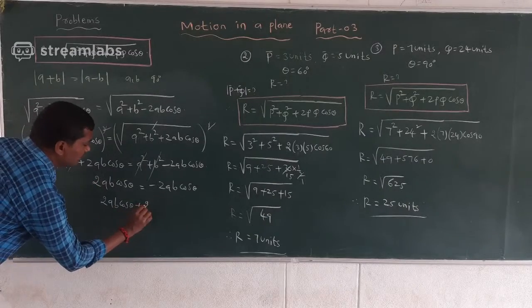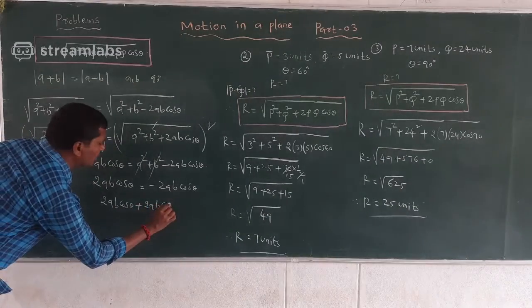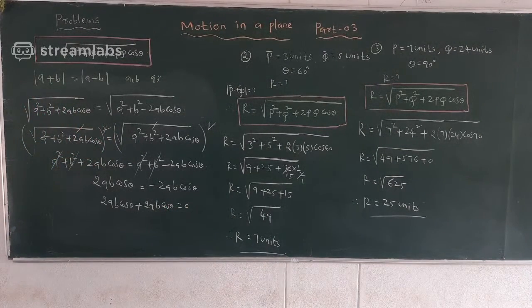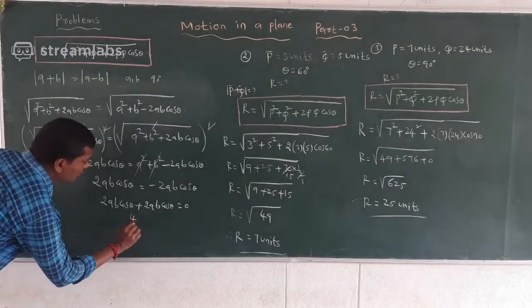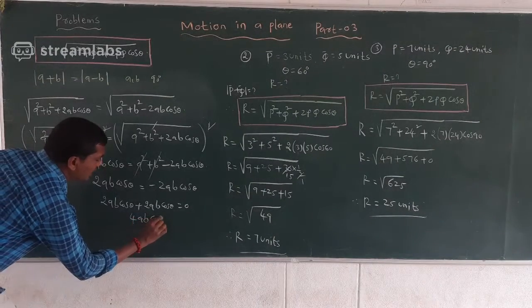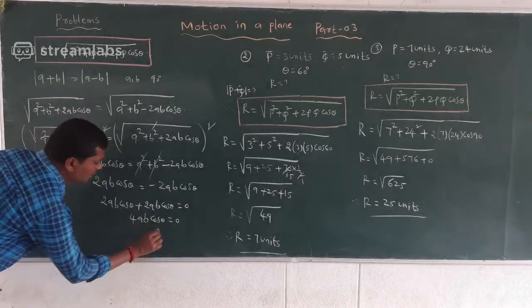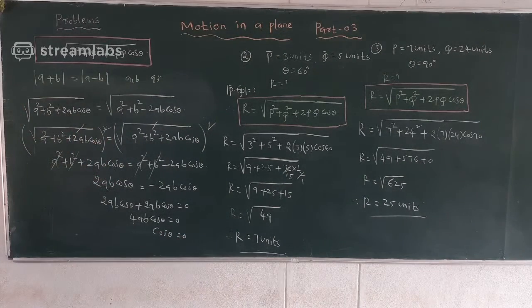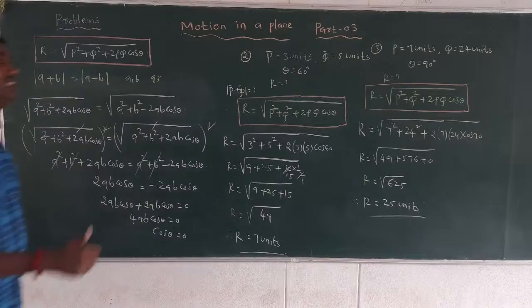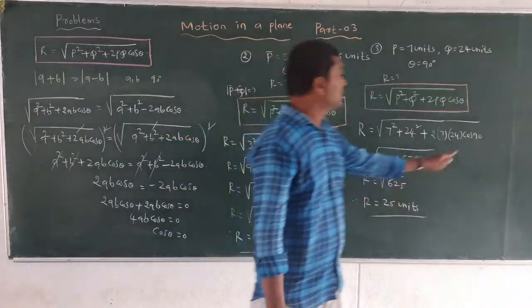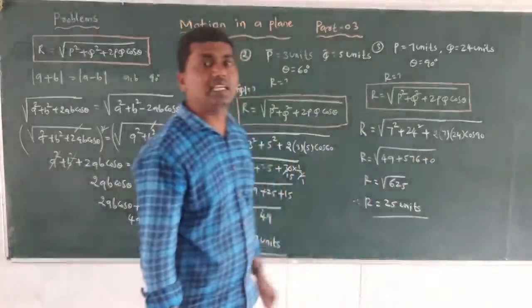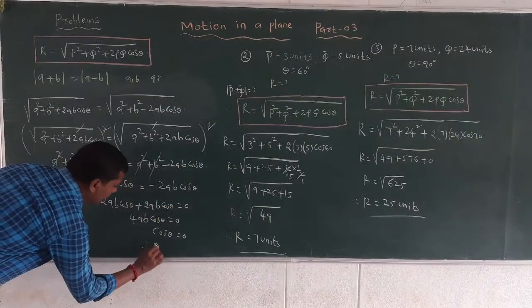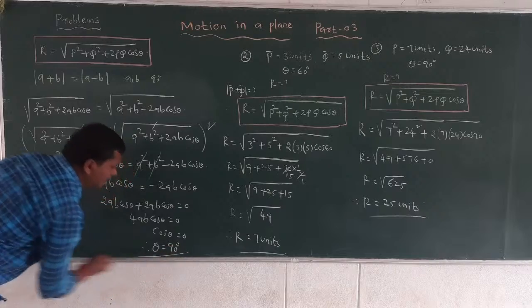So it is plus 2ab cos theta is equal to 0. 2ab cos theta plus 2ab cos theta, so the total is 4ab cos theta is equal to 0. So we can write cos theta is equal to 0. When will the cos value be 0? If cos is 0, the angle is 90 degrees. Therefore, we can write theta is equal to 90 degrees.